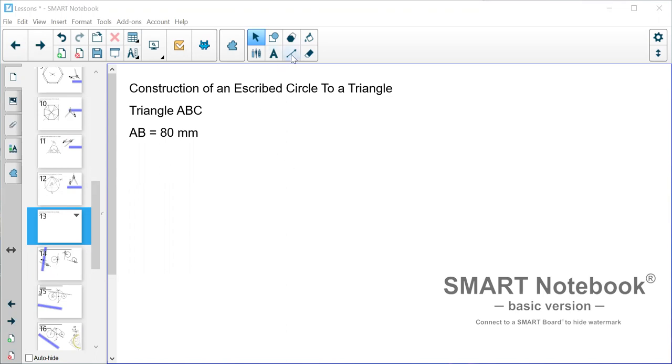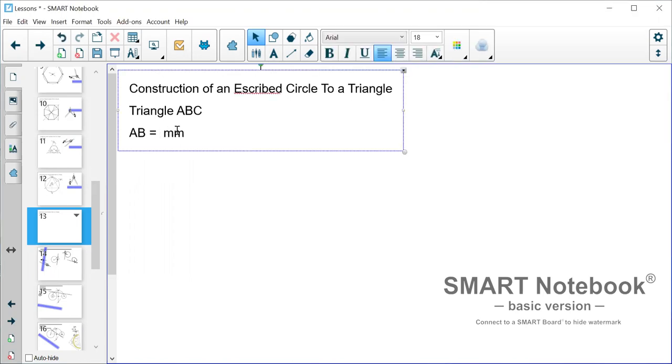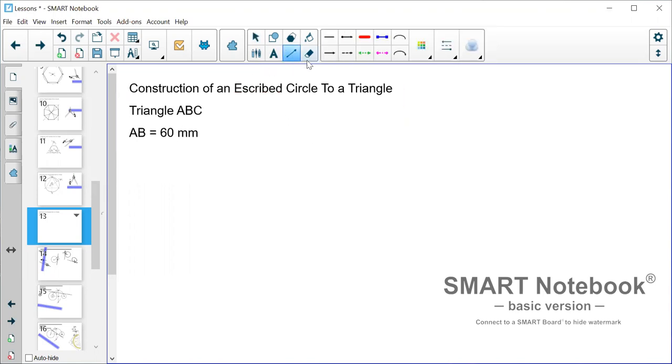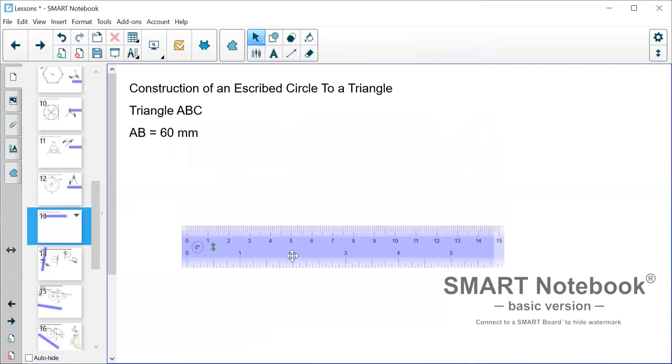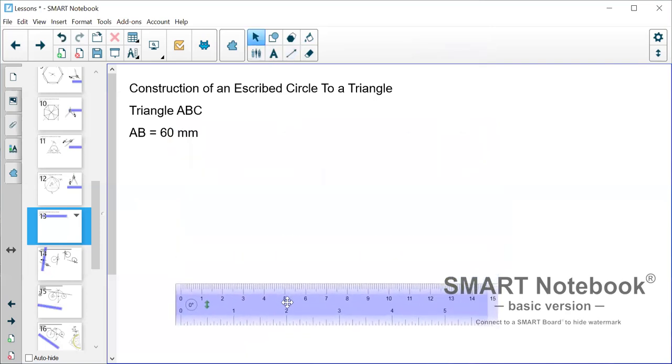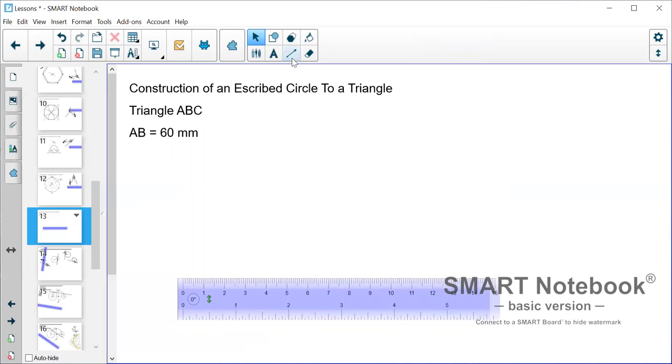I'll show you a little of what I mean during the construction. So we'll be constructing the escribed circle to a triangle. Now what I want to do is change the measurement of the triangle from 80 to 60, because we have to extend a few sides, and 80 might be a little too large. So using 60 mm, we construct a triangle.